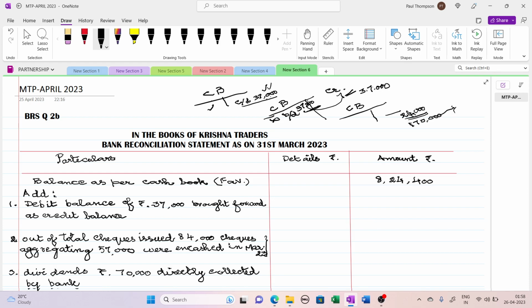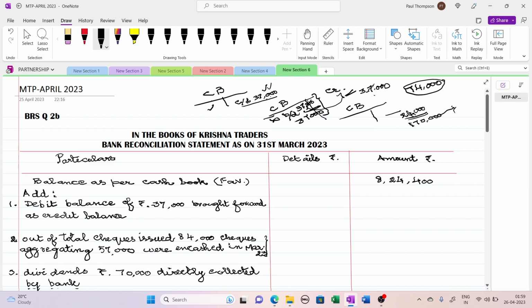So this has to be rectified. The bank would not have made this error. So to rectify this error, we have to write 37,000 on this side. What happens if we write it? Debit and credit will get nullified. But I want 37,000 on this side, so I have to write one more 37,000 on the debit side. So there is a total effect of 74,000. Clear? So this 74,000 will appear in my bank account.